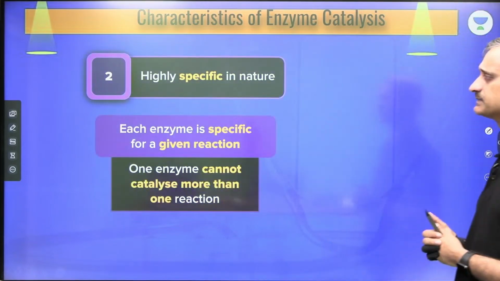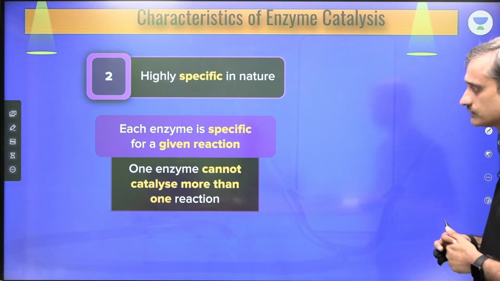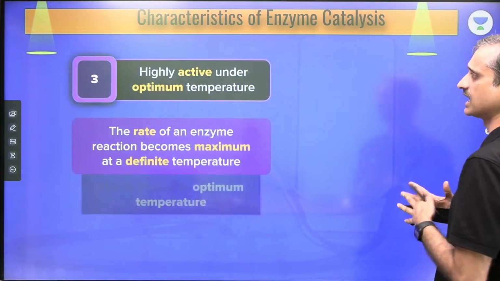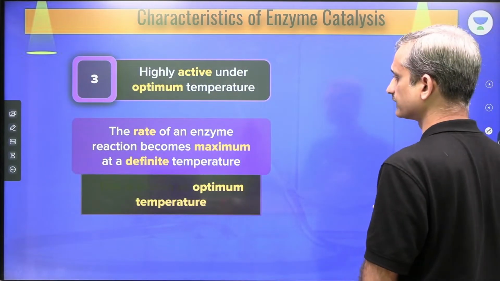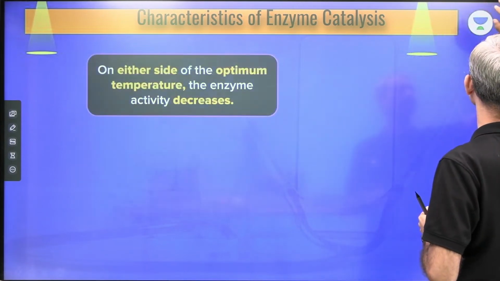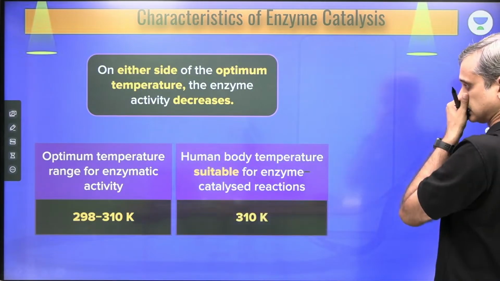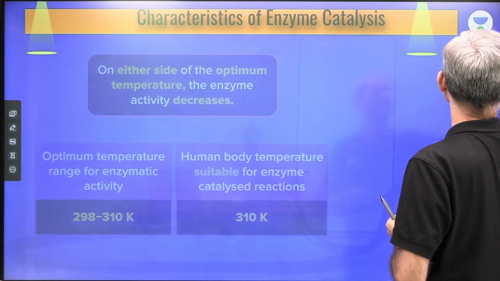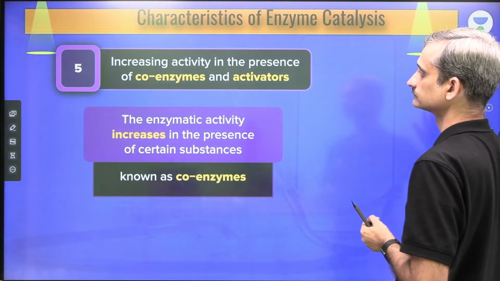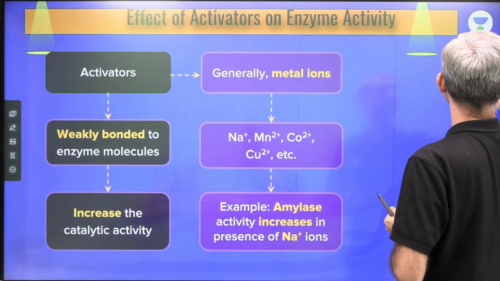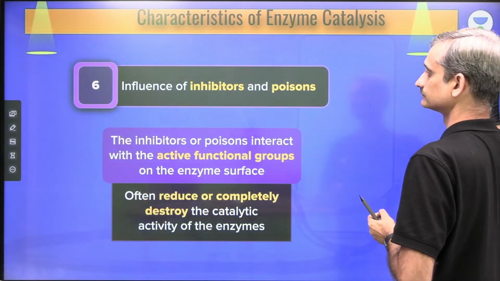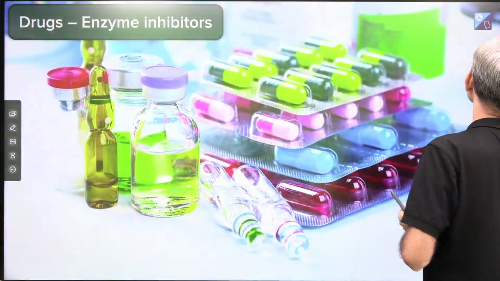They are highly specific in nature. Each enzyme is specific for a given reaction. One enzyme cannot catalyze more than one reaction. They react only to a certain reaction. They are highly reactive under the optimum temperature condition. The rate of an enzyme reaction becomes maximum at a definite temperature. So optimum temperature is important, optimum pH is important. So that's what we require for a catalyst. They also require the coenzymes and activators, and inhibitors and poisons also work on the enzymes.